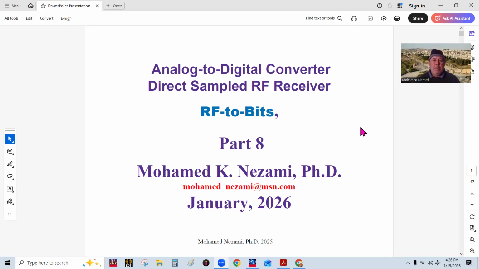Welcome back to my direct RF sample radio receiver system design and architecture. We're talking about RF to bits, and this is part 8. So I welcome you to this session.